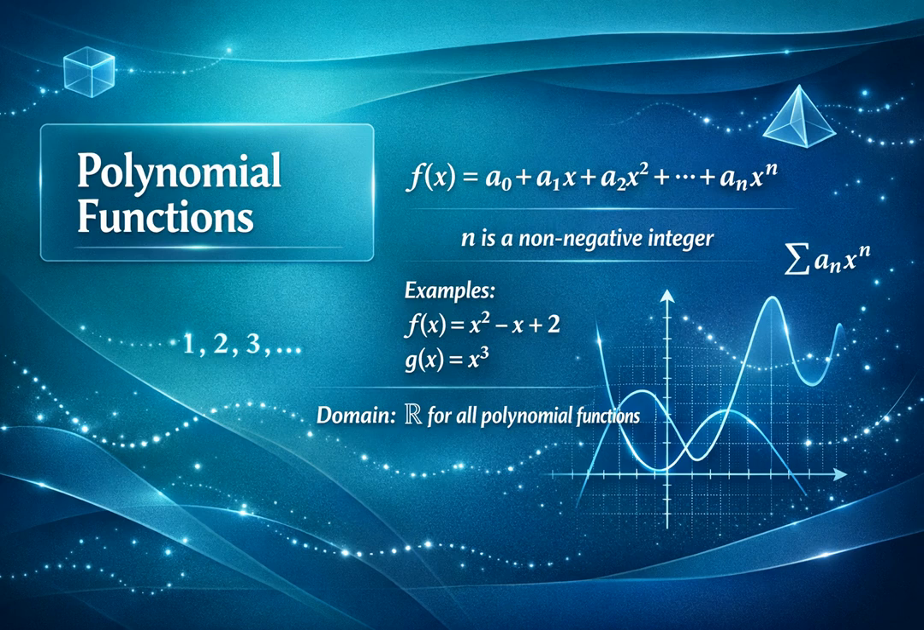Polynomial functions are functions like f of x equals a0 plus a1 times x plus a2 times x squared, and so on, up to an times x to the power n. Here n must be a non-negative integer. Examples include f of x equals x squared minus x plus 2, or g of x equals x cubed. All polynomial functions have domain equal to all real numbers.